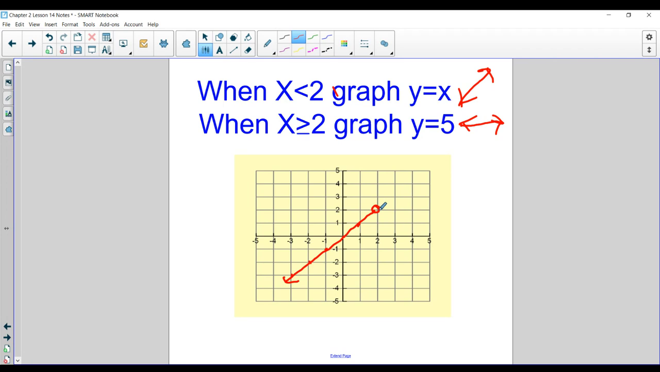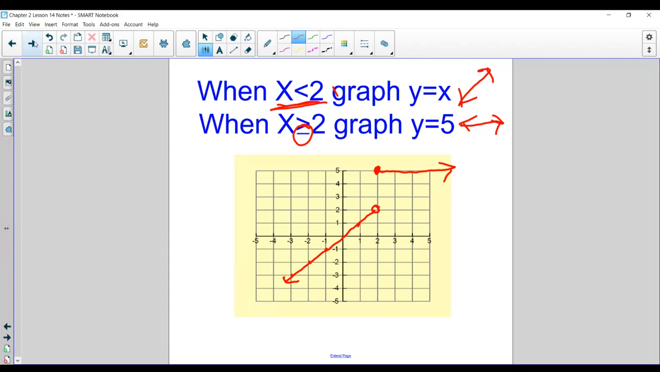So again, I'm using an open circle right there because I want it when x is less than but not equal to 2. So when x is greater than or equal to 2, I want to graph y is equal to 5. Again, that's just a horizontal line that goes straight across, but I want to start at an x value of 2, and in this case, I'm going to put a closed circle because of the equals. And then I want to go for x values that are bigger than that. So I would go straight over to the right. So that would be the graph of that piecewise function.